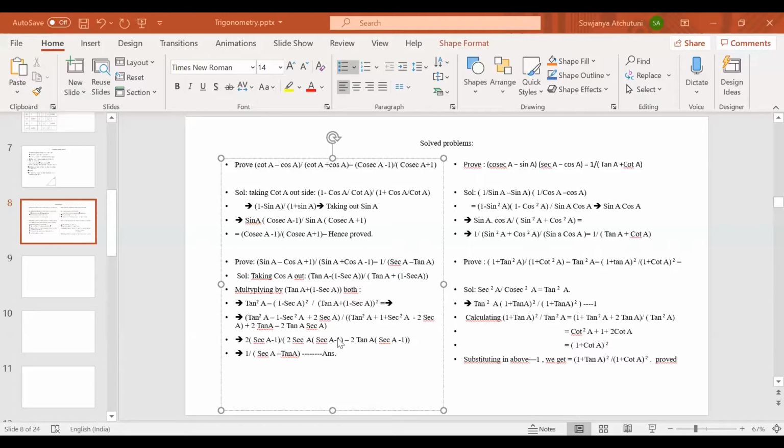Here also, in these two, I am taking tan A out: 2 tan A. If I take minus 2 tan A out, secant A minus 1. So in both numerator and denominator we have secant A minus 1. This gets cancelled out. So what is left over? 1 by 2 also gets cancelled out, 2 also gets cancelled out. 1 by secant A minus tan A, which is what we have to prove.